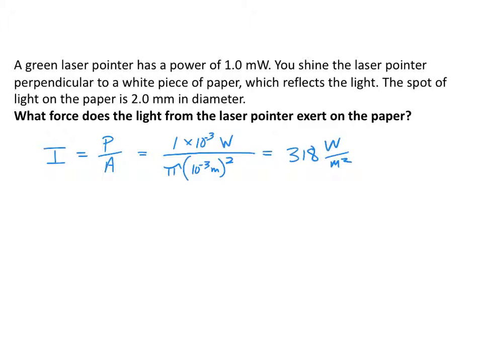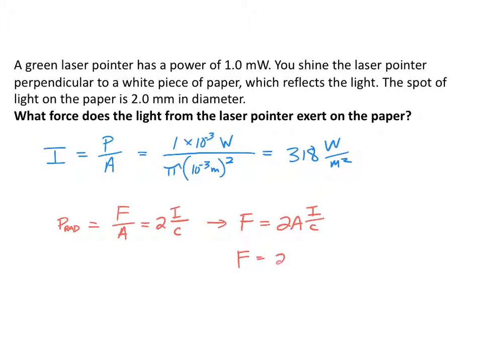What force does the light from the laser pointer exert on the paper? So this radiation pressure is going to be force per unit area. But radiation pressure was also for a reflective surface. Remember, it was double the intensity per speed of light. We worked that out on Monday in the last lecture. So basically, this means that if we just solve for force, we'll get double the area times intensity per speed of light.